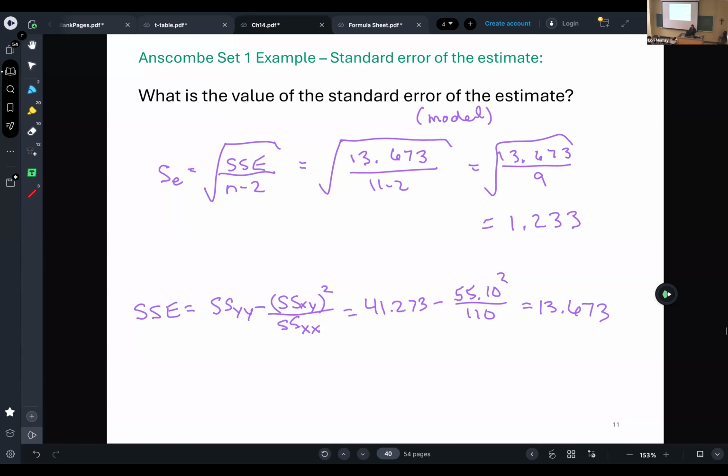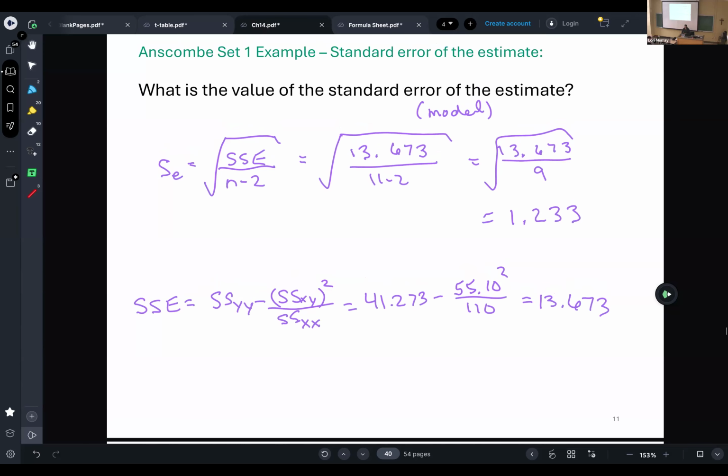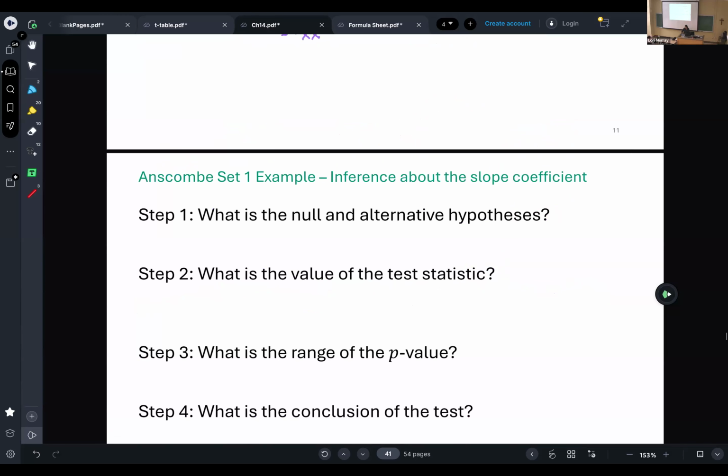All right, good. And that's a nice, small number, right? 68% of the errors would be plus or minus 1.233. 95% of the errors would be 2 times 1.233, plus or minus, within that.